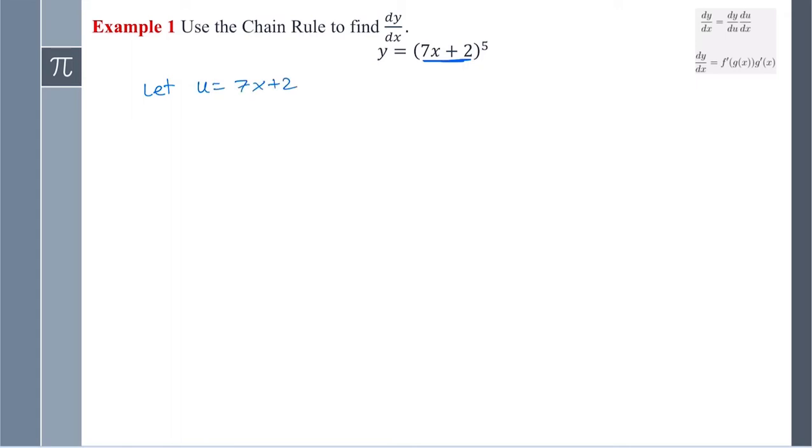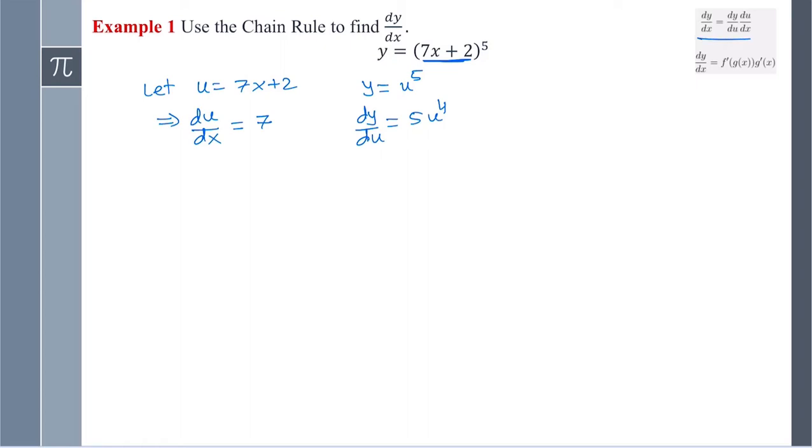Then the outside function y becomes, since 7x plus 2 is u, y equals u to the fifth. Next we differentiate the inside function with respect to x. So we find du over dx, and that gives us just 7. Then we differentiate this one with respect to u. So dy over du gives us 5u to the fourth.